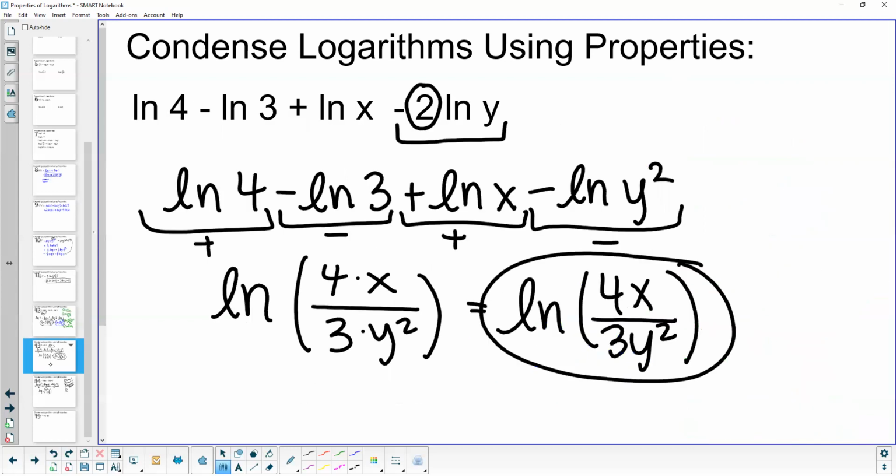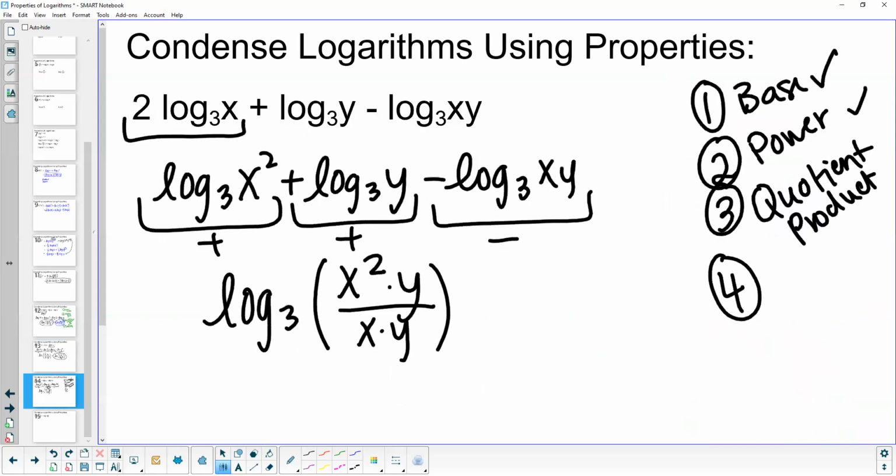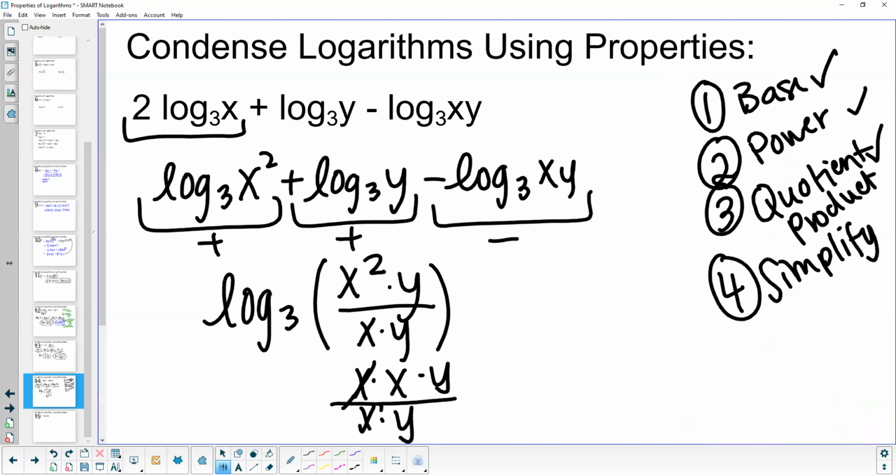This previous problem that we did is as simplified as it goes, but this one, we can do that simplifying step one more time after we have combined it. So now that we've combined it, let's simplify. Well, I've got 2 x's on top and 1 on bottom, so I can get rid of one of those x's, because this is x times y over x times y. So I can cancel out these x's, and I can cancel out these y's. So this expression is actually just going to be log base 3 of x, because that's all that's left.